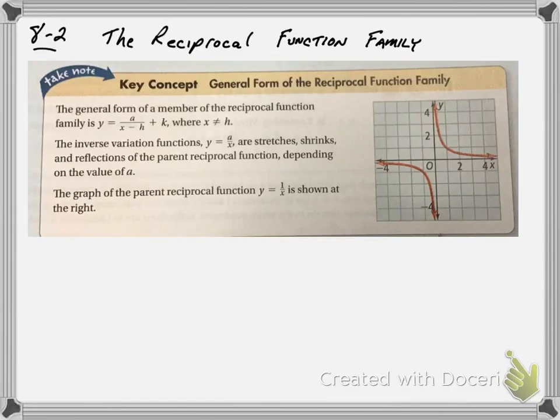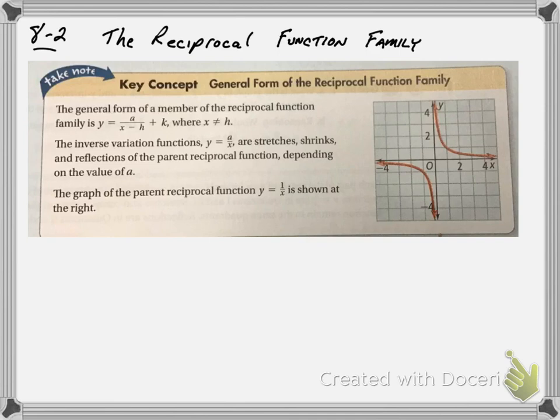A2 is about the reciprocal function family. If you look at this key concept box, they talk about what a graph of a reciprocal function looks like. As you can tell, it's kind of a double U. We'll start talking about this more later when we get into conic sections. But the general form of the reciprocal function is y equals a over x minus h, plus k. This is not the first time you've seen minus h plus k before. Make sure you have that copied down so you can see it.